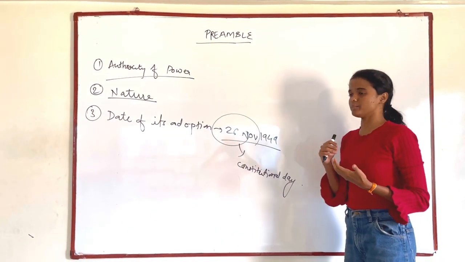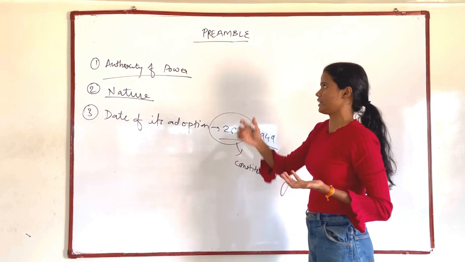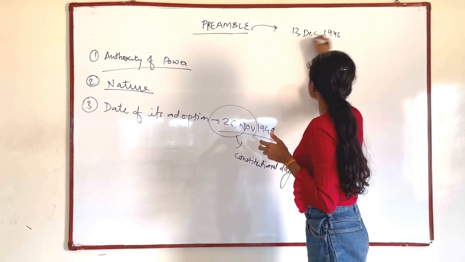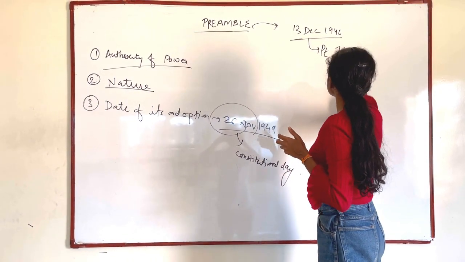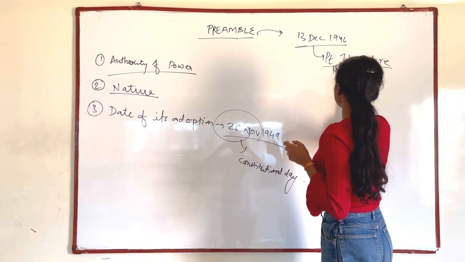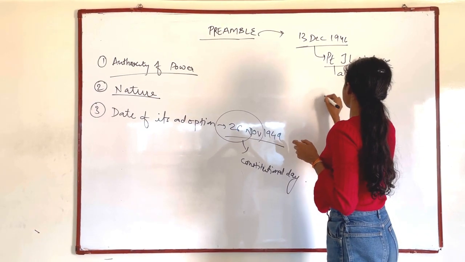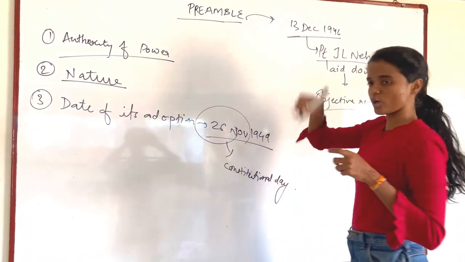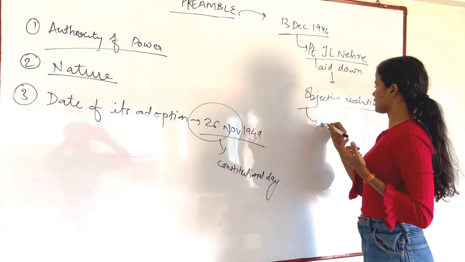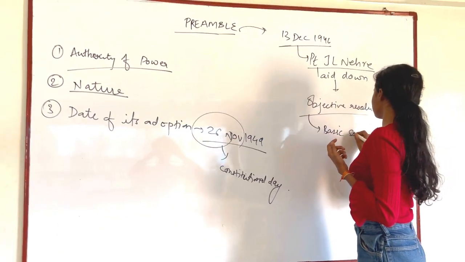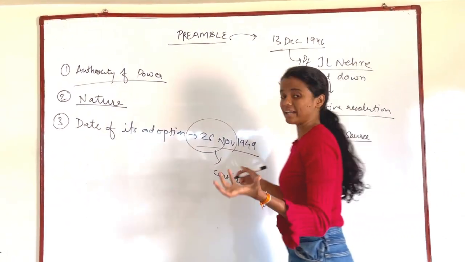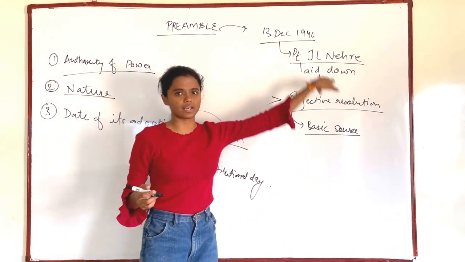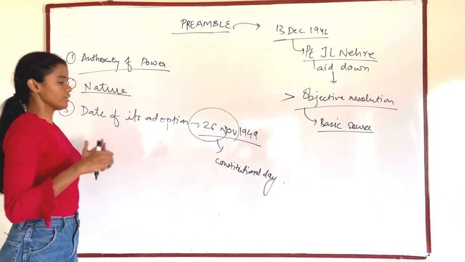Second thing, what is the source of the preamble? When our Constituent Assembly met for the second time on 13 December 1946, Pandit Jawaharlal Nehru laid down a resolution, and that resolution is known as the Objective Resolution. This Objective Resolution turned out to be the basic source of the nature and matter our preamble holds. So we should know the Objective Resolution was laid down by Pandit Jawaharlal Nehru in front of the Constituent Assembly.